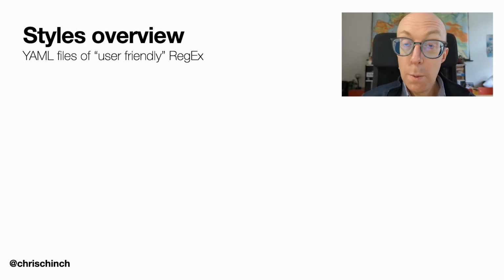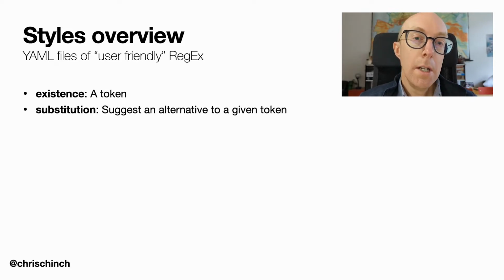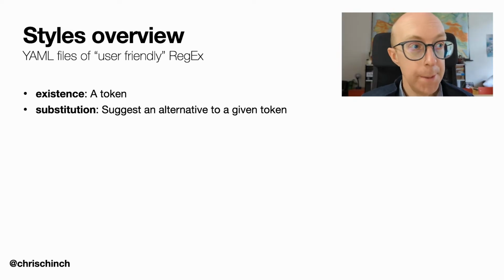What does a style comprise of? Well, it's basically a series of YAML files that are kind of user-friendly regex, shall we say. Regex is powerful, but quite complex to understand, and I still barely understand it myself. But here is some ways that Vale tries to make this a little more understandable in this context. So, for example, one type of rule could be existence, checking for a certain token, a certain word, etc. Extending that, substitution, looking for that token and suggesting an alternative to that token.